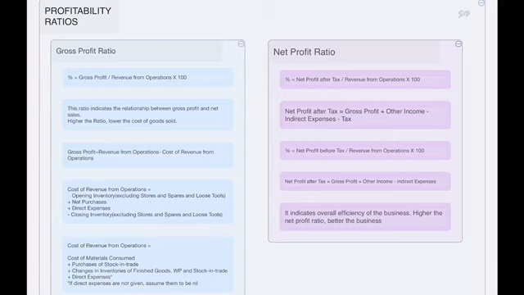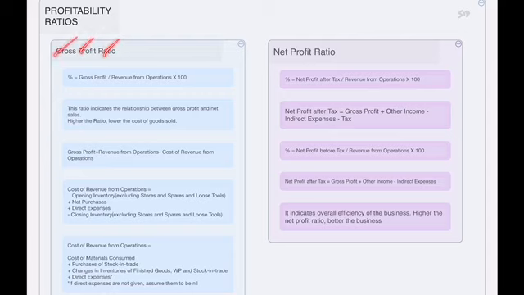One of the primary objectives of any business organization is to earn profits. These profitability ratios are the overall indicators of the performance, results, and profits of any business organization. The first profitability ratio is gross profit ratio.